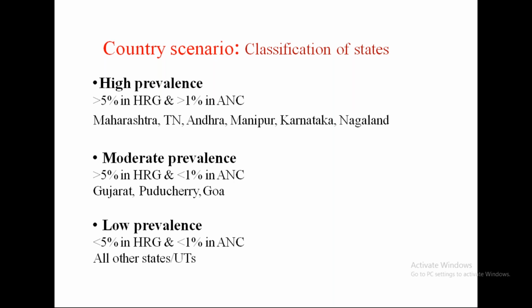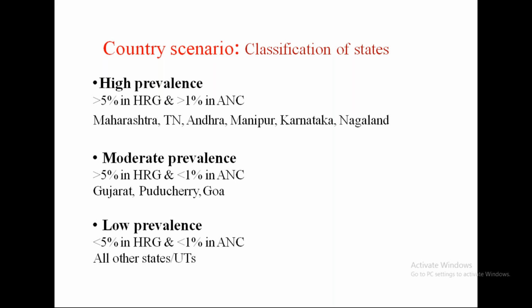So among them, if the prevalence is more than 5% and more than 1% in antenatal cases. Suppose the prevalence is more than 1% in antenatal cases, then it is considered a high prevalence state. So the states having more than 5% in high risk group and more than 1% in antenatal group are Maharashtra, Tamil Nadu, Andhra Pradesh, and then Manipur, Karnataka and Nagaland. So these are the states which have more than 5% in high risk group and more than 1% in antenatal cases.